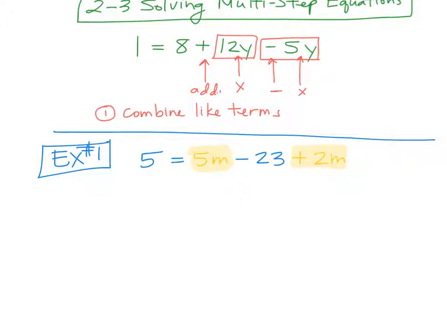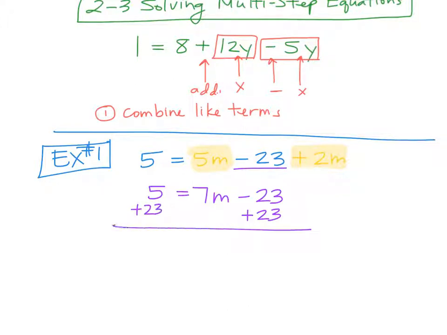What is that? So 7m, okay? But then we also have minus 23. So now our problem looks like this, okay? So we've done 1 step, and we get here. This, you know how to do already, right? This is a 2-step equation. So your first step in this 2-step equation is to do what? Add the 23. So we're going to add 23 on both sides of our equal sign.